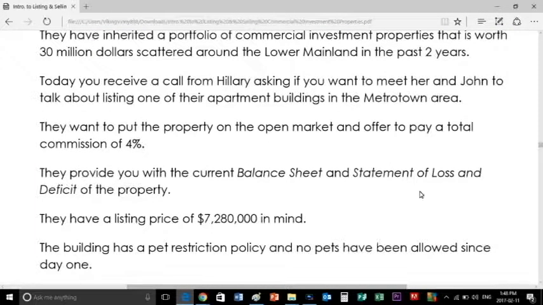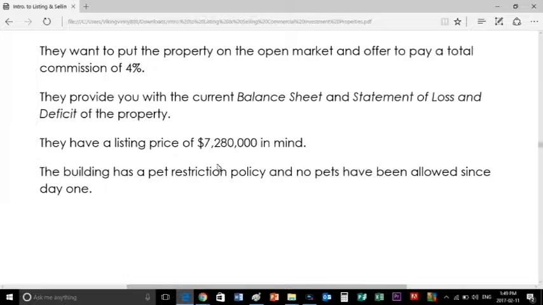Today, you receive a call from Hillary asking if you want to meet her and John to talk about listing one of their apartment buildings in the Metrotown area. They want to put the property on the open market and offer to pay a total commission of 4%. They provide you with the current balance sheet and statement of loss and deficit of the property. They have a listing price of $7,280,000 in mind. The building has a pet restriction policy and no pets have been allowed since day one.